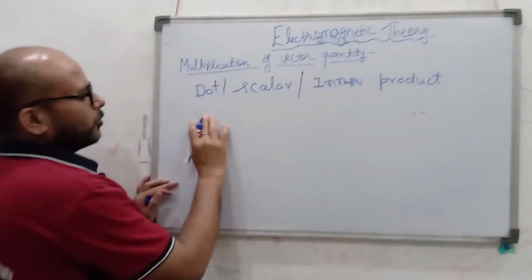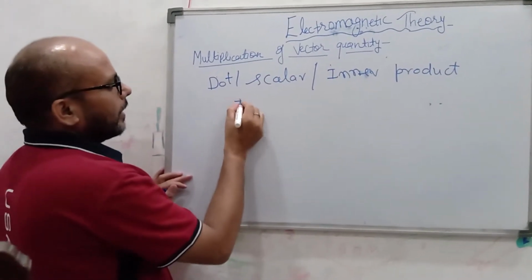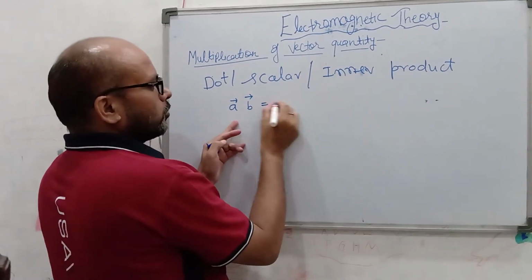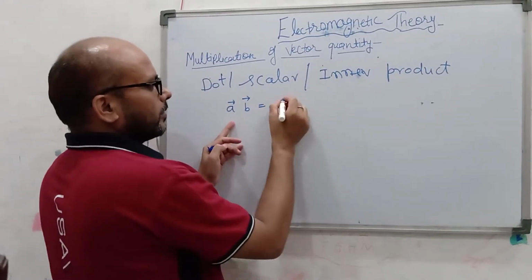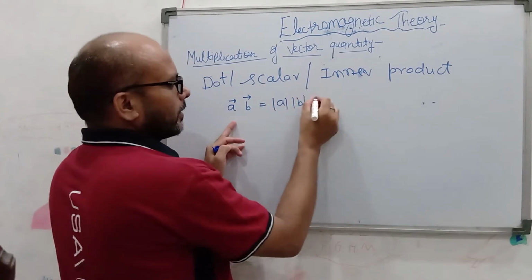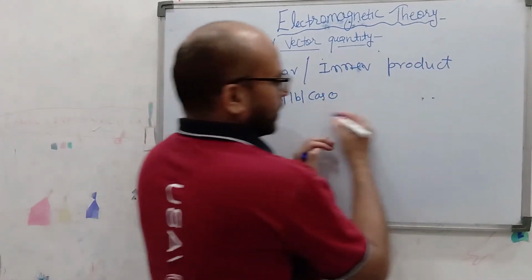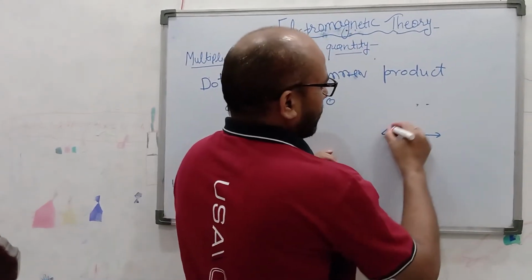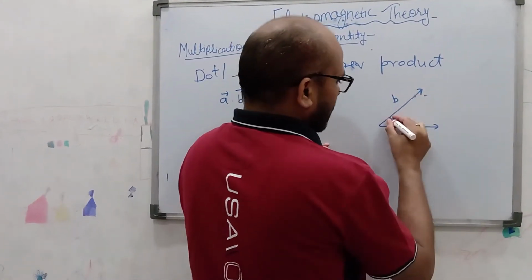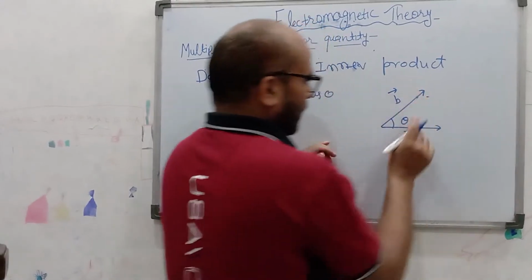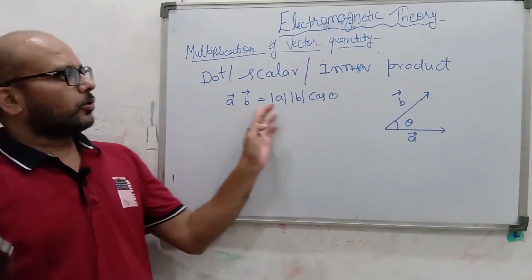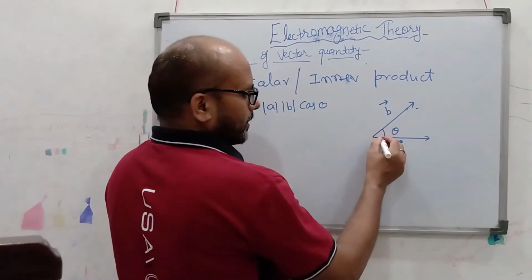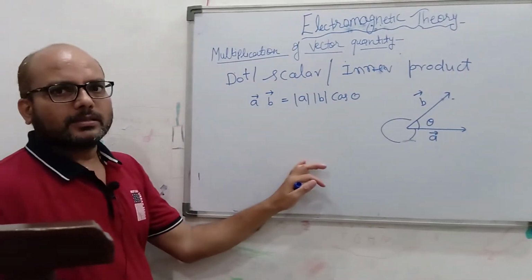Suppose A vector dot B vector is equal to mod of A vector, mod of B vector, cos theta. Here the angle between the A vector and the B vector is theta. So A dot B equals AB cos theta. Now simply, the other angle is 360 minus theta.